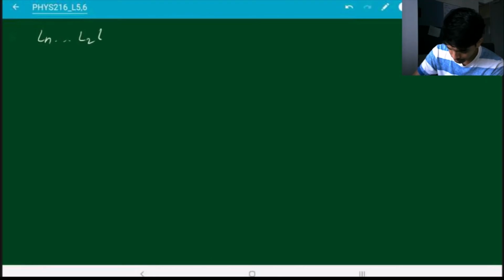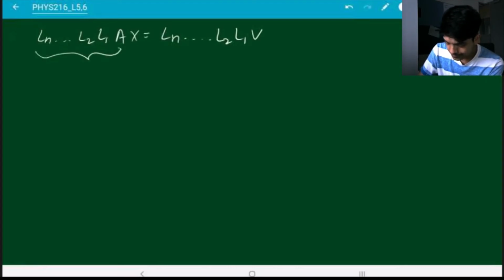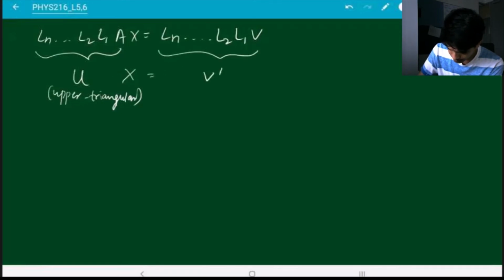The other way, where you do Ln ... L2 L1 AX is Ln ... L2 L1 V, where this has become some upper triangular form. Let's call it U. U is upper triangular. Times X, this entire thing, let's call it some V prime.